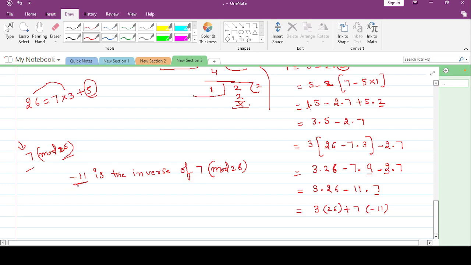Now this number is negative. How can I make it positive? Just add the multiple of 26 in this. If I add 26 in this, it becomes positive. So 26 minus 11 is 15. Yes, so 15 is the inverse of 7 under modulo 26.